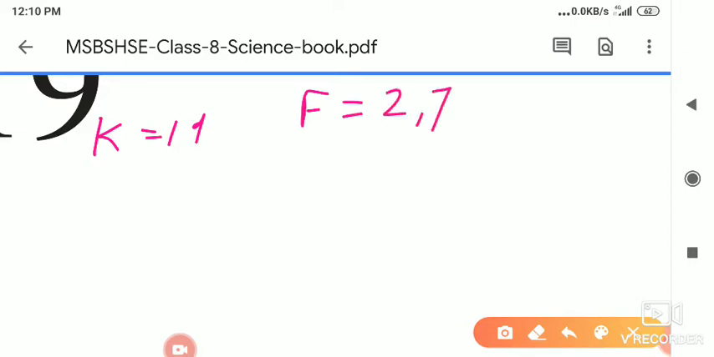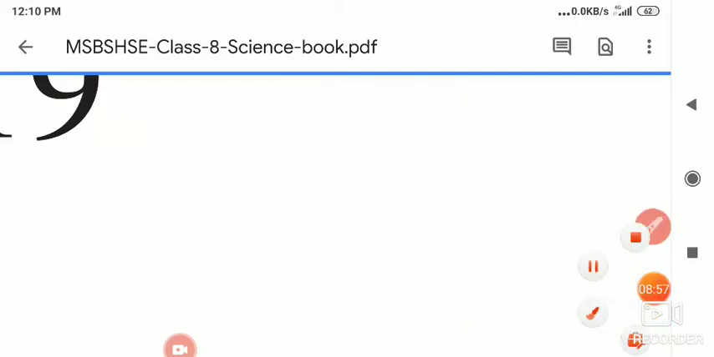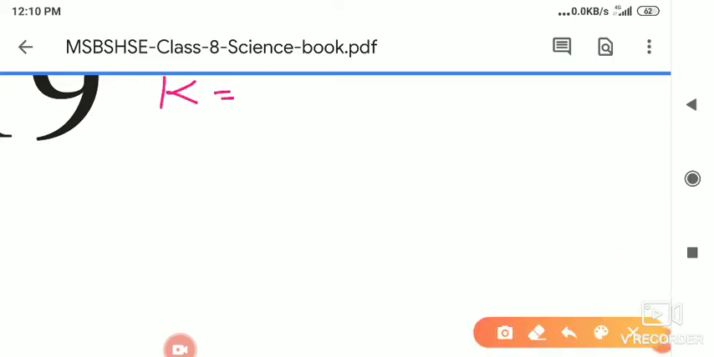So here this is the potassium, atomic number how much did I tell you? 19. And here F, that is the fluorine, and its electronic configuration is 2, 7. And potassium's electronic configuration is 2, 8, 8 and 1, and F is 2 and 7.